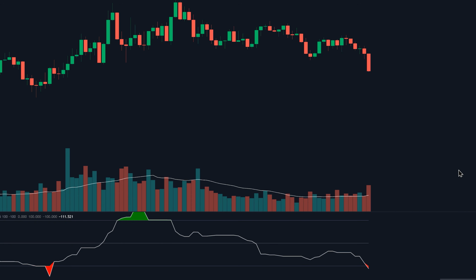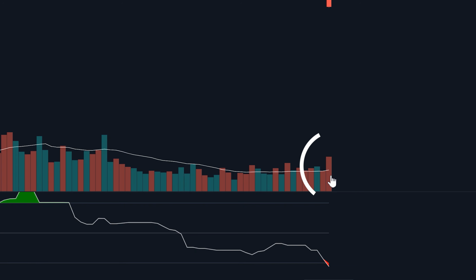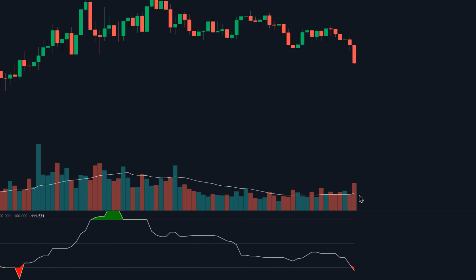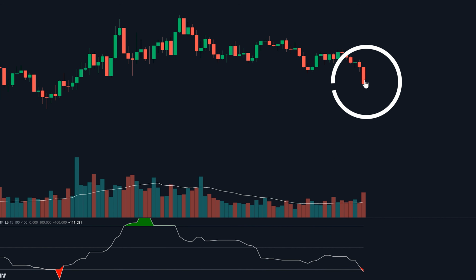Condition number 2 is we want there to be enough bearish volume in the market to push the price in the direction of our trade. For that, we just take a look at this last histogram bar of the volume indicator. We want it to be colored red and to also close above this white moving average. This indicates that this candle has enough bearish volume to push the price in our direction.